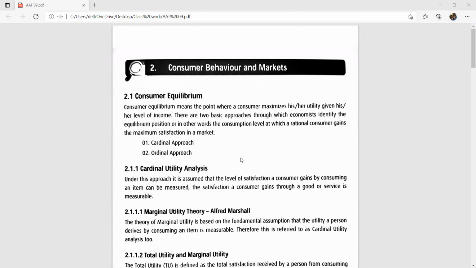So we have to consider now in this lesson consumer behavior. In other words, consumer satisfaction. Actually, consumers behave rationally. They have limited income, I mean money. In other words, resources. So such a limited amount should be spent in the market in order to achieve the maximum satisfaction.